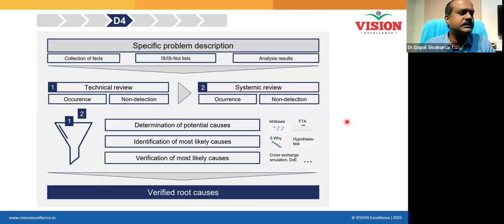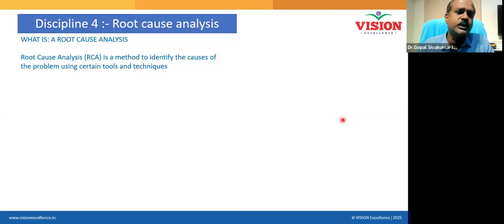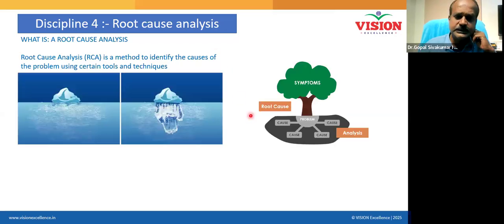Why-why analysis, brainstorming, and there are different types of brainstorming available. Whatever you want, you can use. So then the discipline for root cause analysis.